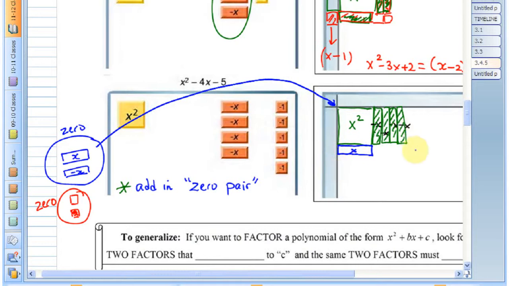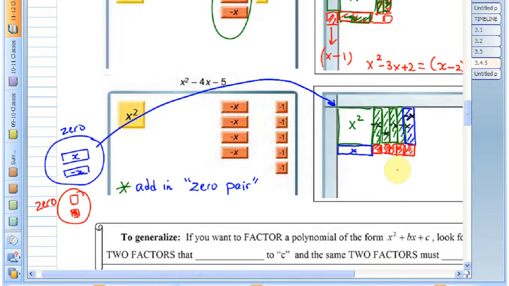And where was my extra negative x? Where did I stick it? The vertical piece, right? An extra negative x. Can everyone see this? Why did that help me again? Because now I can put my little ones here to create a nice rectangle. Negative, negative, negative, negative, negative.